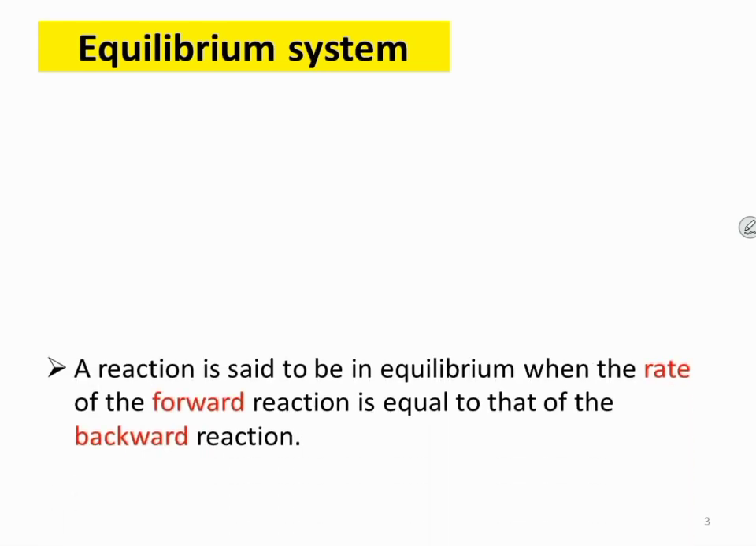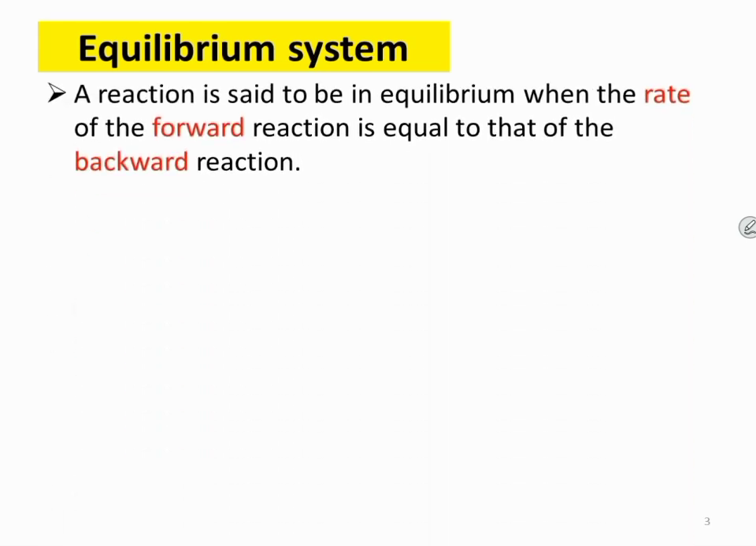Now, let's start with the definition of an equilibrium system. What is an equilibrium system, or what is an equilibrium reaction? A reaction is said to be in equilibrium when the rate of the forward reaction is equal to the rate of the backward reaction. That is when you say a reaction is at equilibrium.